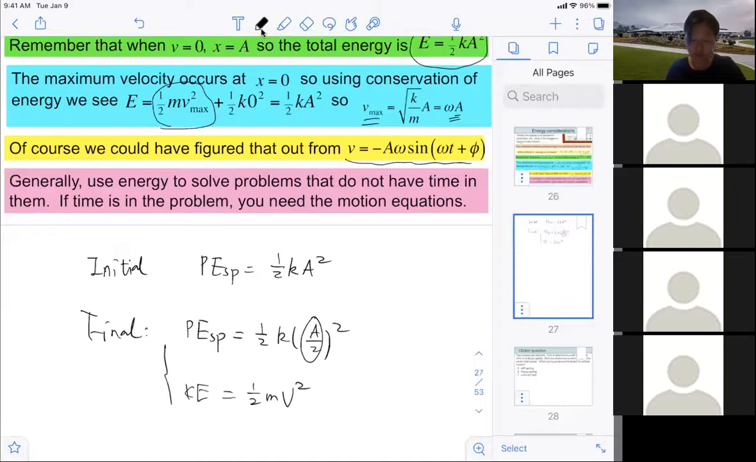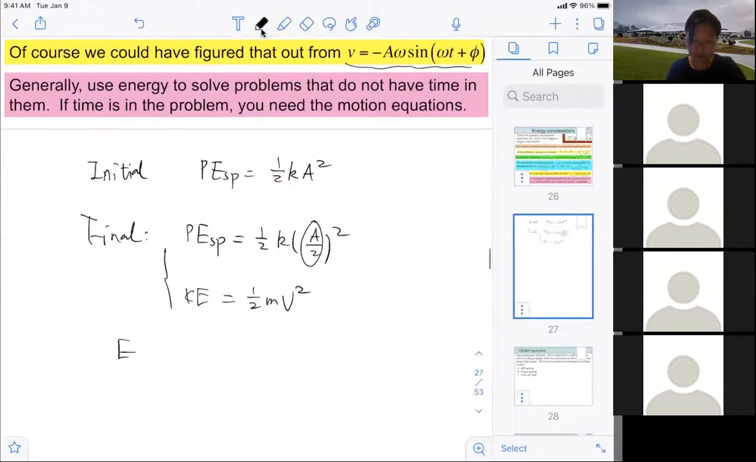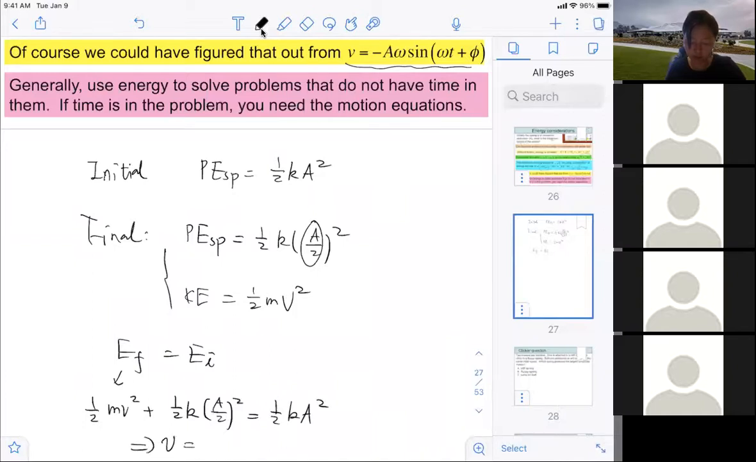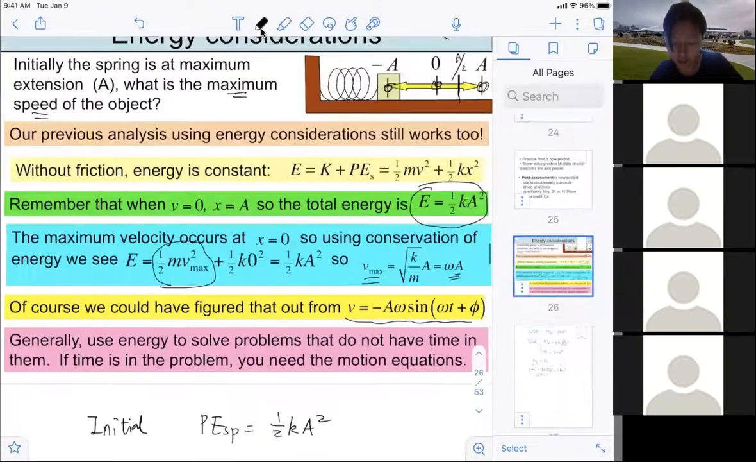So I still can use an energy approach using E final is equal to E initial, no energy transfers. So 1/2 mv squared plus my potential energy is equal to all the potential energy I had in the middle. So I can still solve for velocity at that point. So this is still valid, okay?